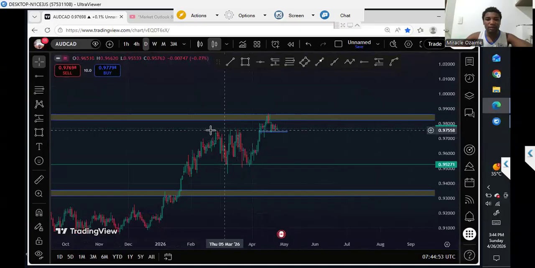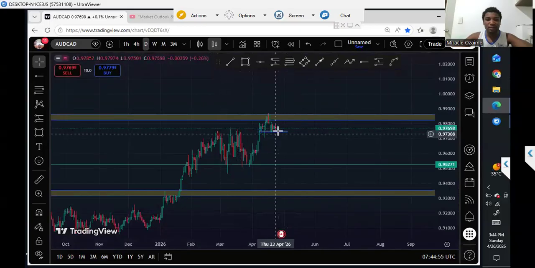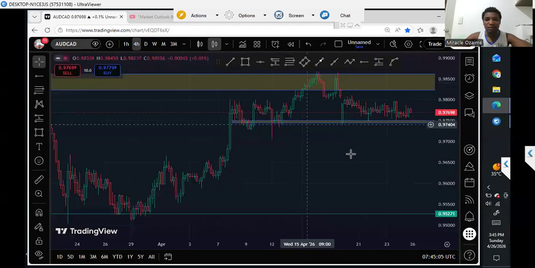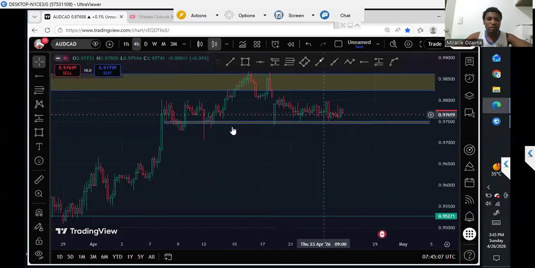On the daily time frame, this is looking like a correction around this area for a push towards the upside. We have a series of consolidation, 1, 2, 3, 4, 5. A base has been formed here. Then we're going to be having a move towards the upside. So my market execution is going to be nice for next week.